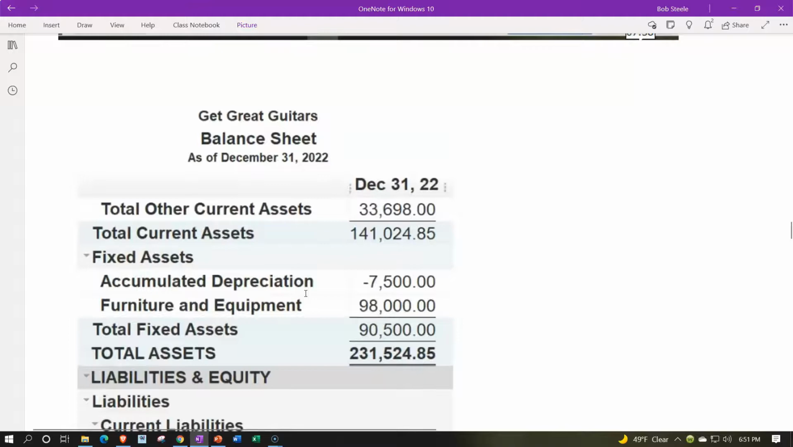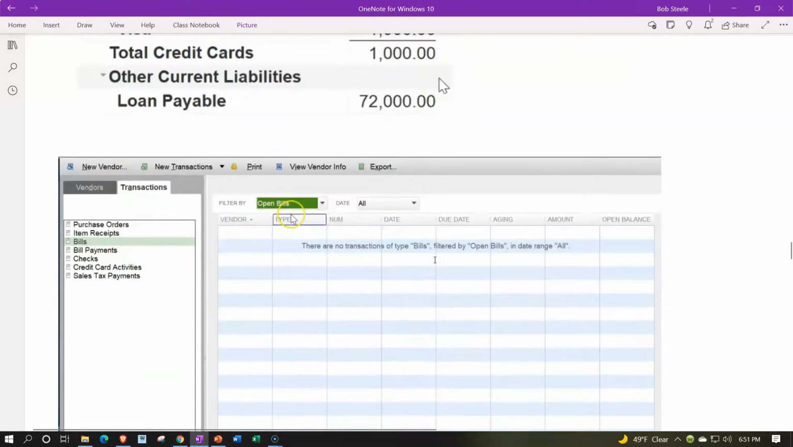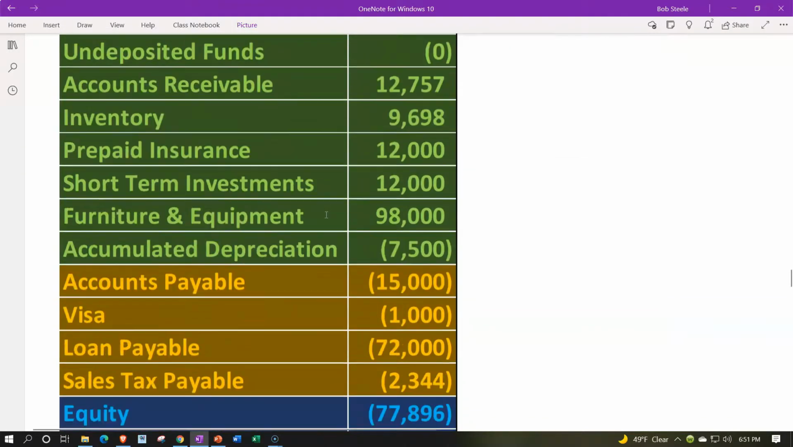So if we go back to the balance sheet, we're on the balance sheet here. There's the accounts payable back on down to 0. If I go then to the vendor center and go to the bills and look at the open bills, there aren't any because we just paid it off at this point. Let's take a look at this with journal entries.